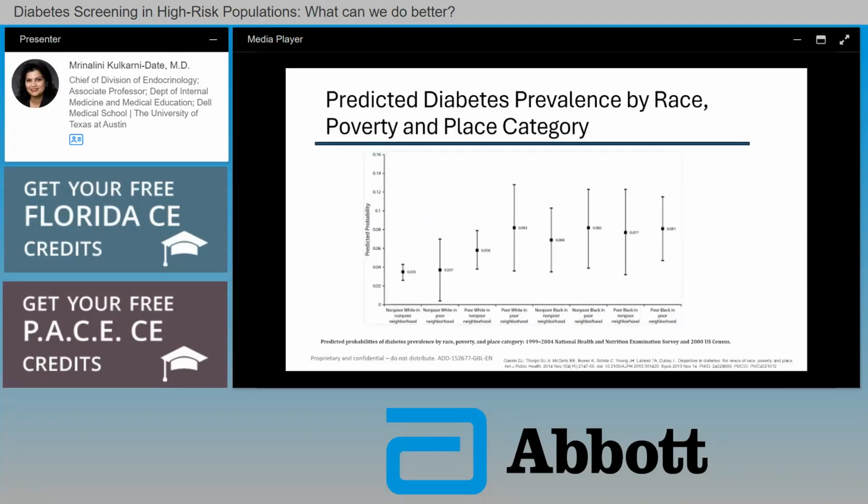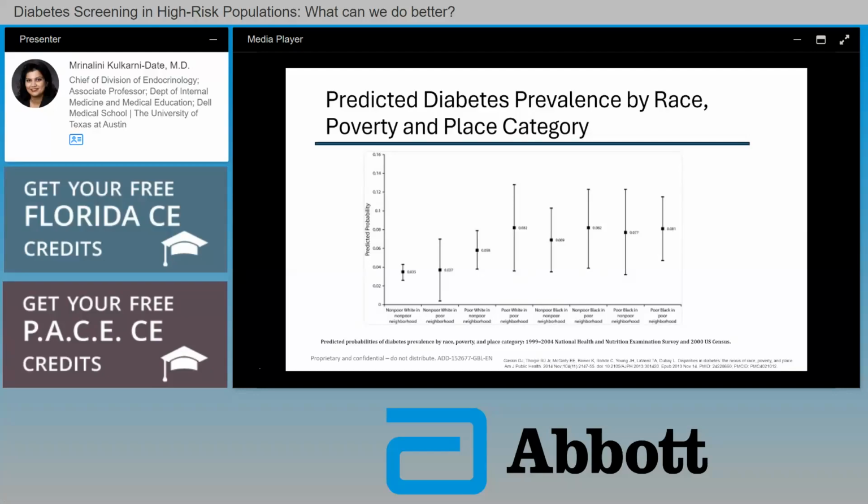This is another study that looked at predicted diabetes prevalence by race, poverty, and place category. And what place category is referring to is actually neighborhood. So you can see that if you are non-poor white in a non-poor neighborhood, you have a much lower probability of developing diabetes. Whereas poor Black individuals in a poor neighborhood had a higher predicted probability of developing diabetes. If you were a poor white in a poor neighborhood, you were similar, a little bit better, similar to poor Black in a poor neighborhood.